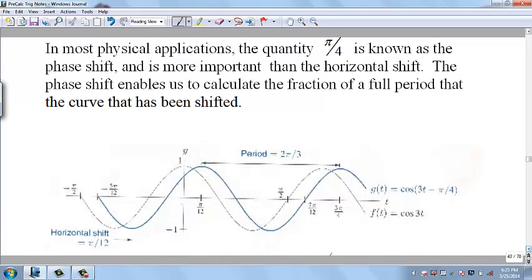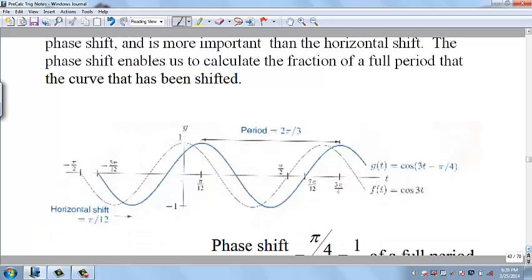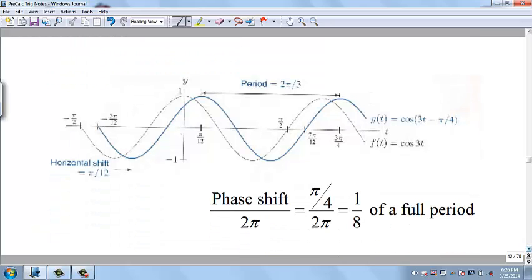In most physical applications, the quantity pi over 4 is known as the phase shift and is more important than the horizontal shift. Now this is for scientists. The phase shift enables us to calculate the fraction of a full period that the curve has been shifted. Again, this is used for scientists. It's very important. They use it all the time. But for graphing purposes, I want you to factor it out and use the horizontal shift. And I wrote it there so you could see. Okay?